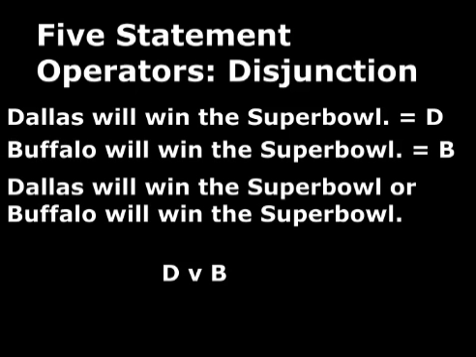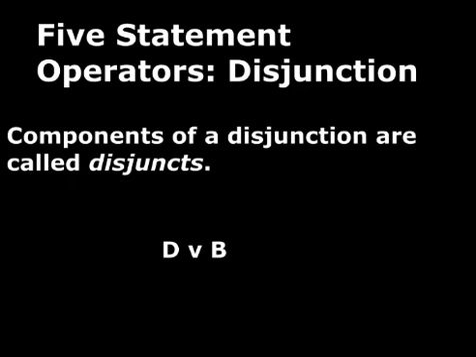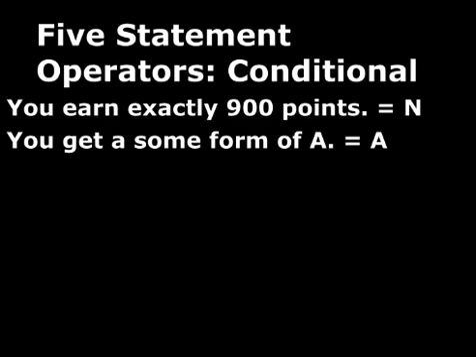As was true of conjunctions, it's often going to be convenient for us to have names for the components of a disjunction. So we will call them disjuncts. In this case, we have the disjunction D or B. The first disjunct is D, the second disjunct is B. Okay, next up is going to be conditional. Now, conditional is a little bit complicated. You're just going to have to bear with me on this.